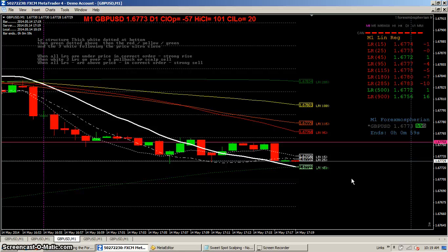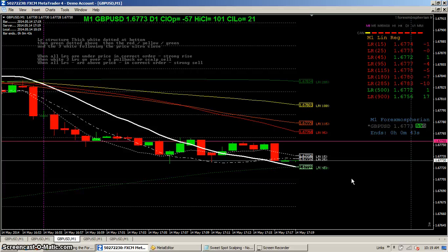So it looks like we're not going to get a quick pop here. And I guess you'll just have to pull up the chart and see what happened. It was May 14th at 17:19 bar time, server time, my local time, 10:19.